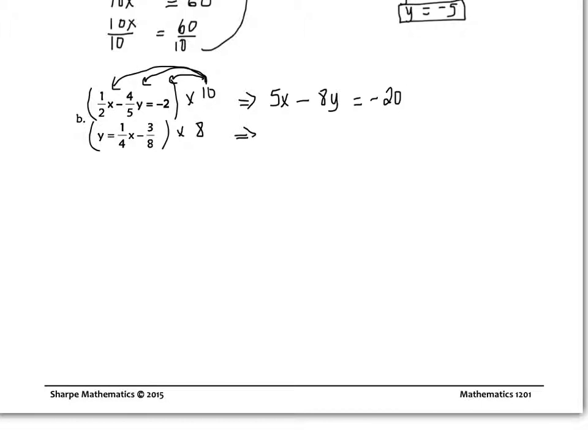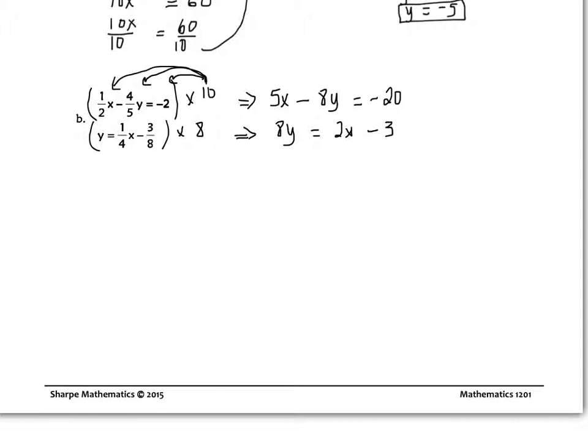And then this one here, 8 times y equals 8 times a quarter is going to be 8 over 4, or 2x, and then 8 times a negative 3 over 8 is going to be negative 24 over 8, which is negative 3.